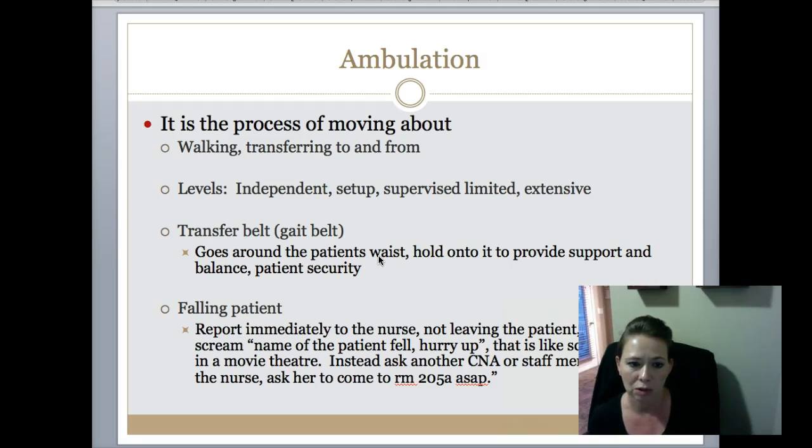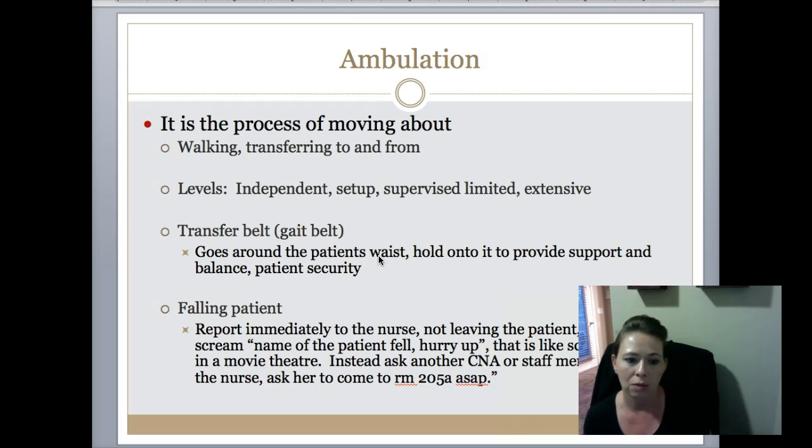In any type of transfer, you should always put a gait belt on your patient. This not only helps you with your body mechanics and your safety, but it helps them with their safety and provides them with better support and balance, and it gives them that sense of security when you're walking them.